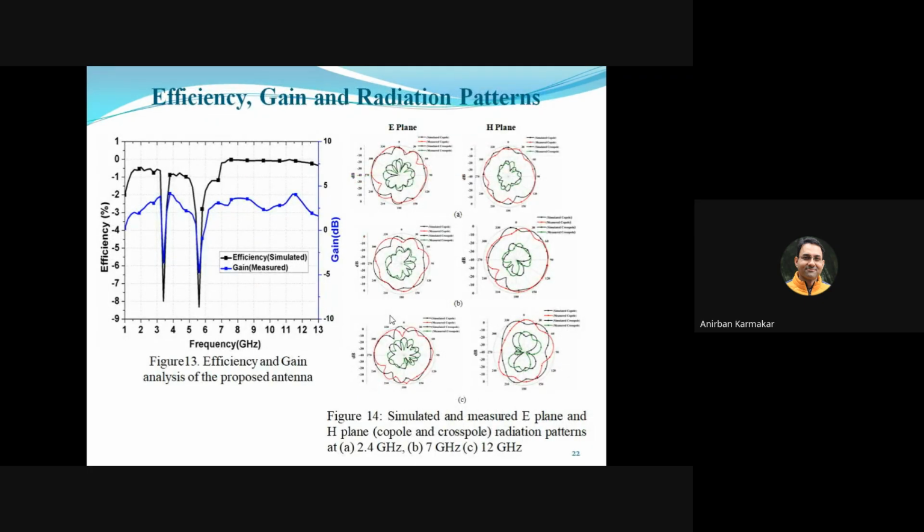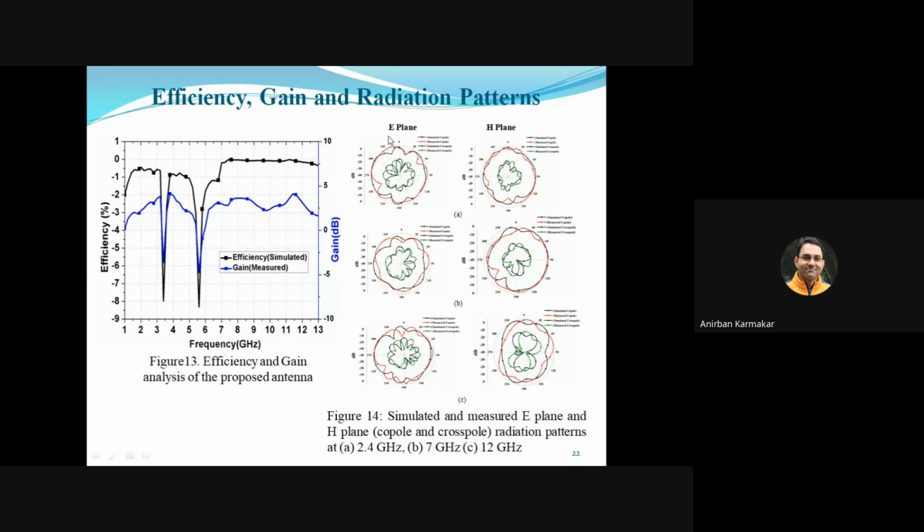So here the efficiency and gain plots of the antenna have been shown. This is the efficiency plot. We can see the efficiency and gain both suddenly drop at the notching frequency, meaning the efficiency and gain will be much lower in the notching band, which will result in minimal radiation, or we can say no radiation at the notch frequency.